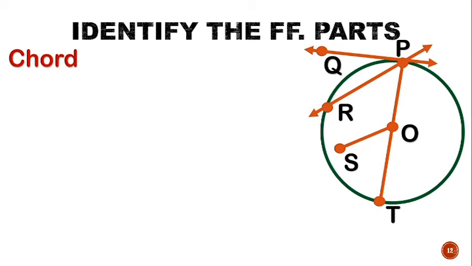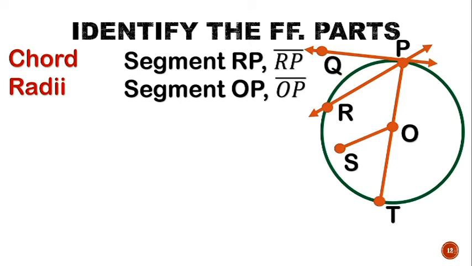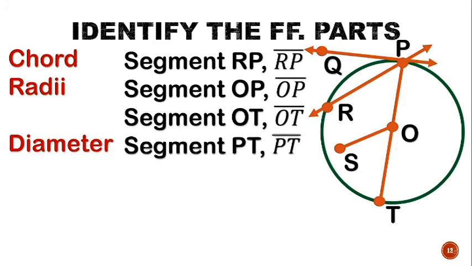Next, from the same circle, name a chord. Okay, that is segment RP. Look at how it's written. Next, radii. Radii is the plural of radius. Kasi dalawa yung pwede nating makita dito. And those are segment OP and segment OT. Next, what about a diameter? This one is segment PT.